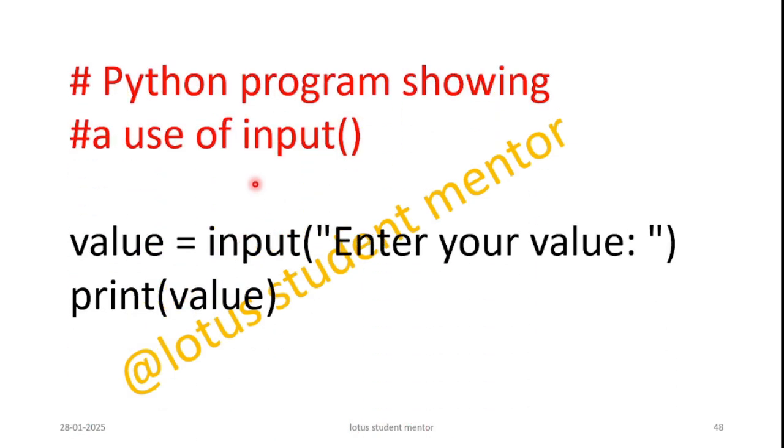Now, here is a very simple program displaying input from the user. The value equals input, that is, double quotes "enter your value". This "enter your value" will be displayed. Then if we enter a value, that value will be printed. Okay, this is taking input from the user. That's the simple program. Value equals input, that means this "enter your value" will be displayed, and then we have to enter the value, then that value will be displayed again. Whatever we typed, that also will be displayed.